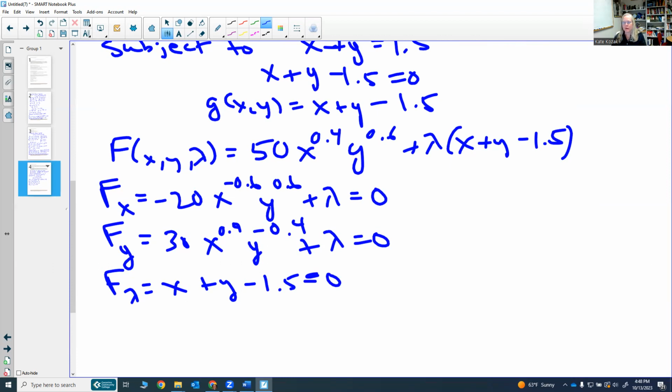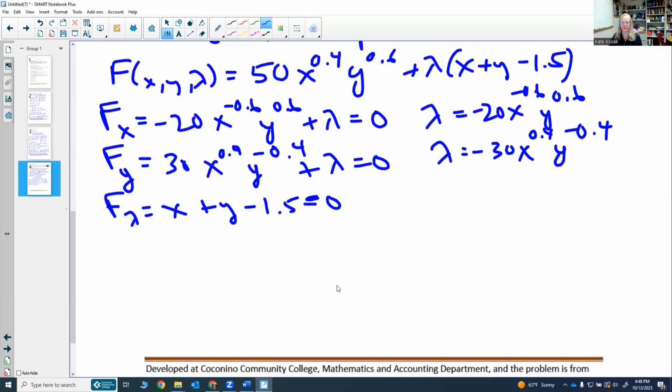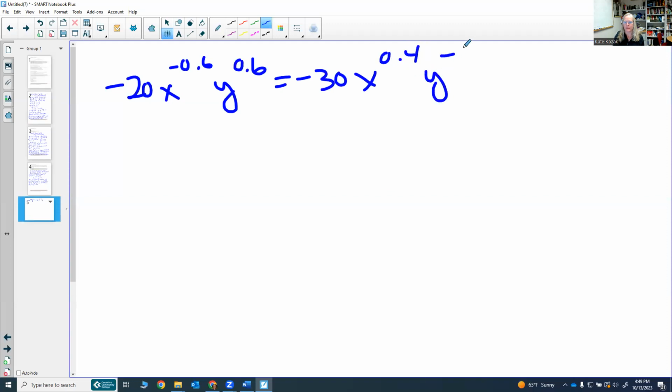Notice the first two equations can be solved for lambda in this case. Lambda from the first equation is equal to minus 20 x to the negative 0.6, y to the 0.6. And the second equation says that lambda is equal to negative 30 x to the 0.4, y to the negative 0.4. Lambda must equal itself, so set these two expressions equal to each other. So minus 20 x to the negative 0.6, y to the 0.6 is equal to negative 30 x to the 0.4, y to the negative 0.4.